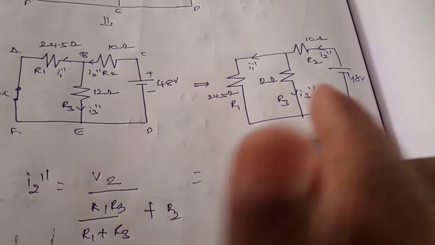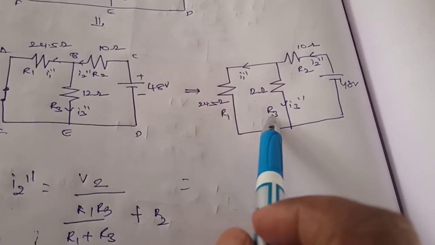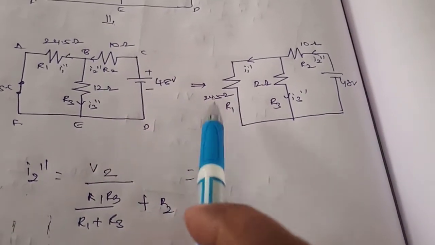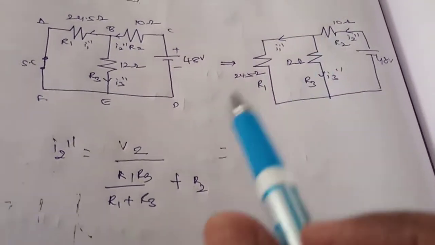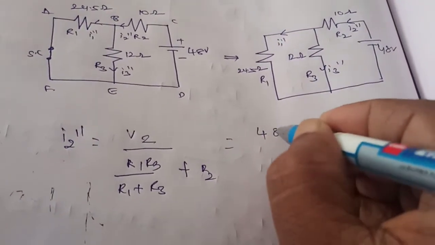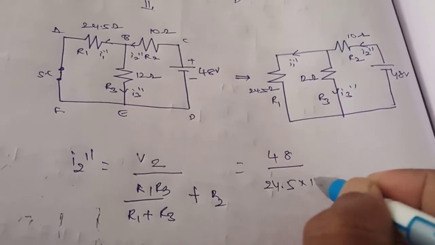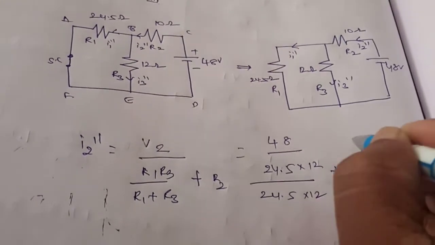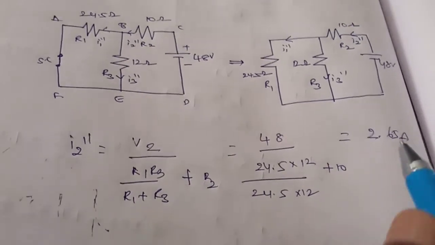I equals V by R, so voltage divided by total resistance. Here these two resistors are connected in parallel, so R1 R3 divided by R1 plus R3. That combination, when you solve it, gives a resultant that will be in series with this R2. Now substitute all the values and you will get I2 double dash. What is the voltage? 48 divided by 24.5 into 12 divided by 24.5 plus 12, plus 10. If you solve this, you will get the current as 2.65 amperes.